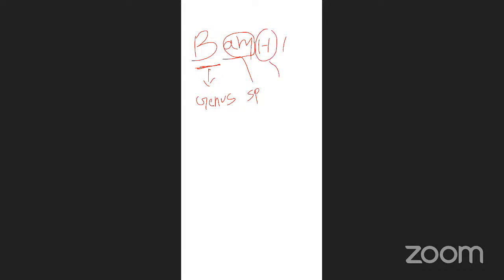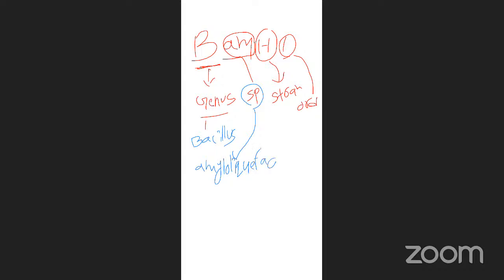Third one, strain. Order of identification. So here also the same: first, genus, B for Bacillus. Species, AM for amyloliquefaciens, and the strain name is H strain. Here also order 1. So this is another type of nomenclature.